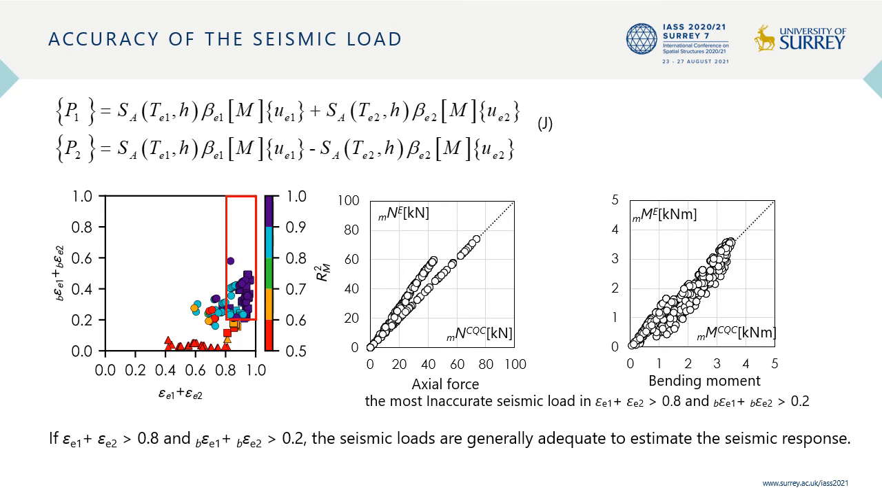The center graph shows the axial force of the shell, and the right graph shows the bending moment. The horizontal axis is the stresses obtained from CQC, and the vertical axis is the response due to seismic laws. These graphs show that the analysis using two-mode based seismic laws is generally adequate to estimate the seismic response.